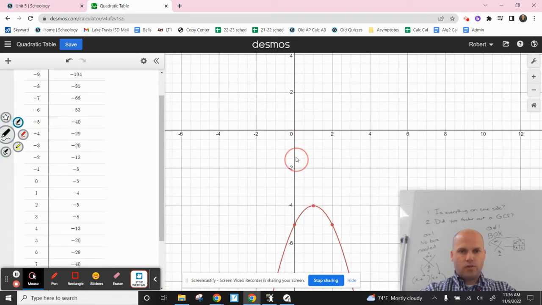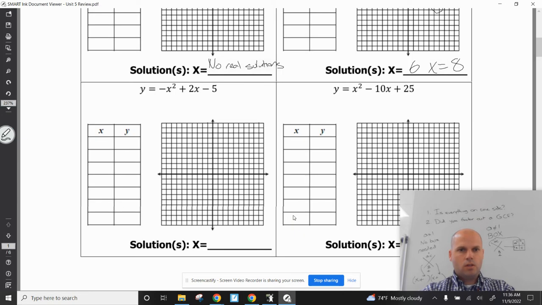Oh, I don't see any solutions. There are no real solutions. There are no points on the graph where the y coordinate is 0. Looks like that. Boom, that's all I care about.